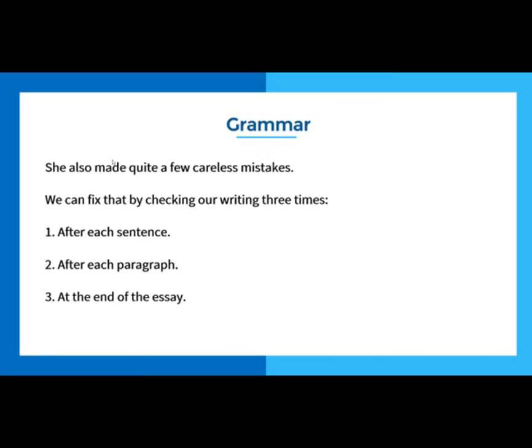We help her fix this by checking her writing three times. After each sentence, read the sentence. Did you make any mistakes? If you did, correct them. At the end of each paragraph, read that paragraph, any mistakes, fix them. And then at the end of the essay, read the whole essay, any mistakes, fix them. And this dramatically improved her performance in grammar. She went from making a mistake in nearly every sentence to only making one or two mistakes in the whole essay. Vocabulary. So her vocabulary was really already at a 7 or above.